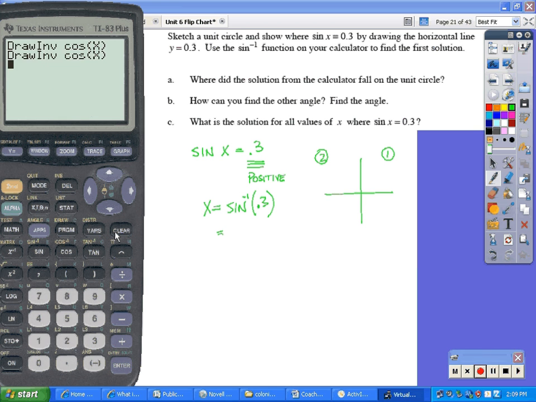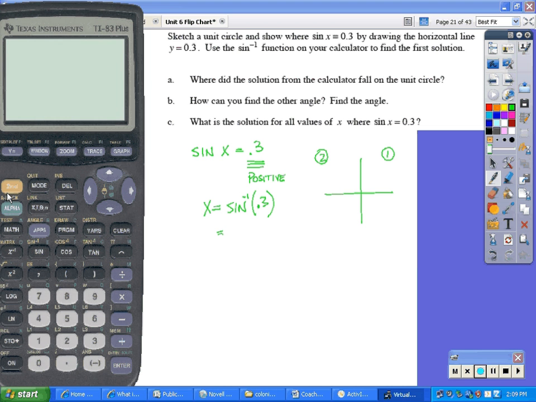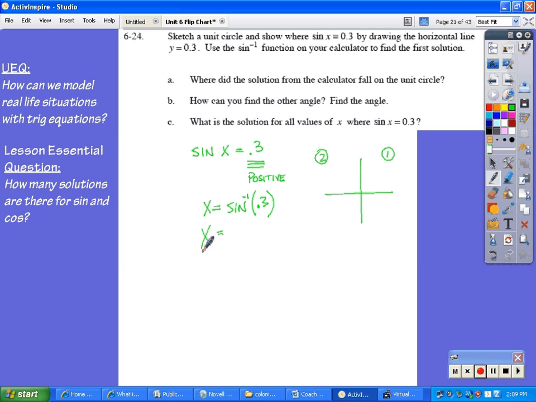I come back over here to my calculator. Let's clear that out. Let's make sure I'm in degrees. That way I don't get any funky numbers. And I'm going to do inverse sine of 0.3. And I'm going to get one answer. But I should know by now that that one answer is not the only answer. So I get x to be 17.5 degrees. That is the answer, hopefully, obviously, in the first quadrant.